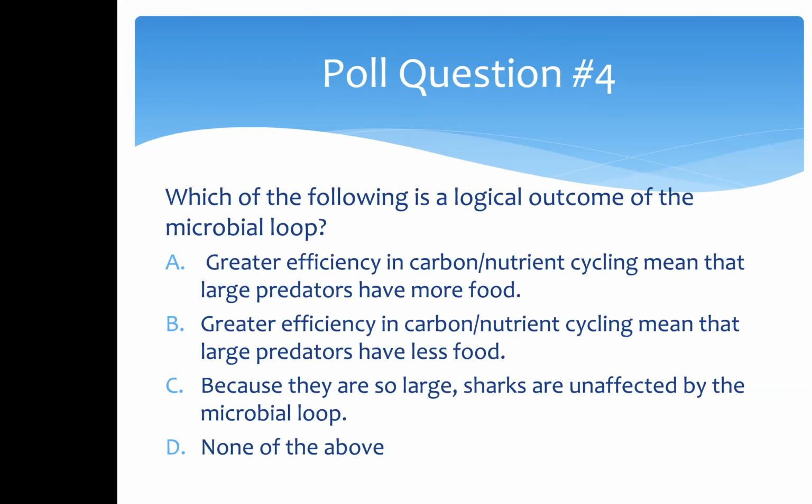So if you have, instead of 3 steps, like that simplistic phytoplankton, zooplankton, fish model, 10 steps or maybe 100 steps of it cycling in the microbial realm first, we're going to actually have less of that carbon and nitrogen and nutrients moving up to the large apex predators. So the best answer was B.